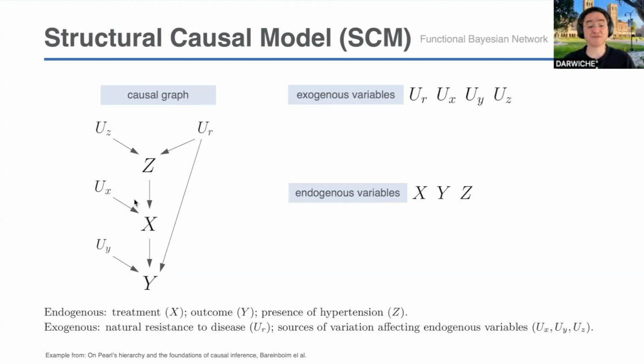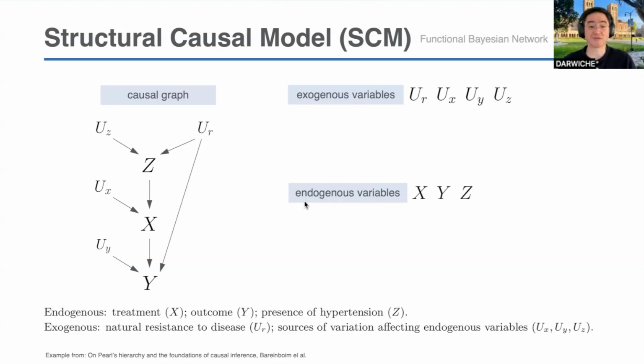Edges represent causal influences. So this means that X is causally influenced, or directly causally influenced, by these two variables, and so on. We make a distinction between two types of variables in these causal graphs. The roots, which are these, are called exogenous variables. And the non-roots, which in this case are X, Y, Z, are called endogenous variables.